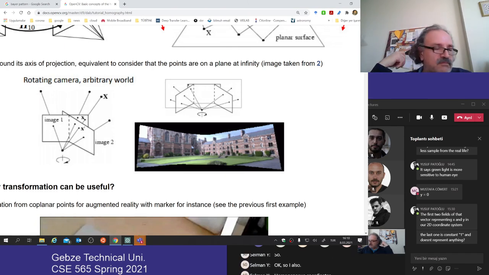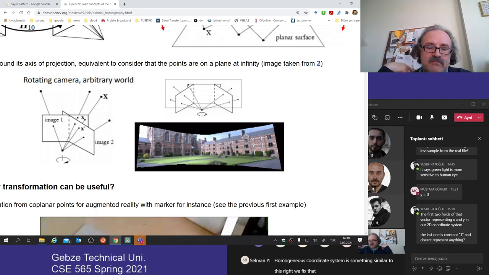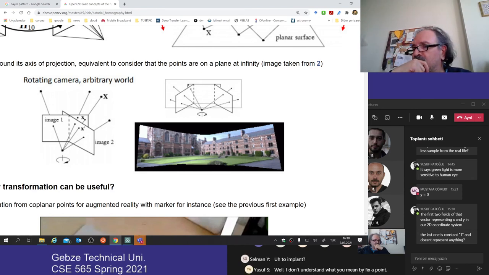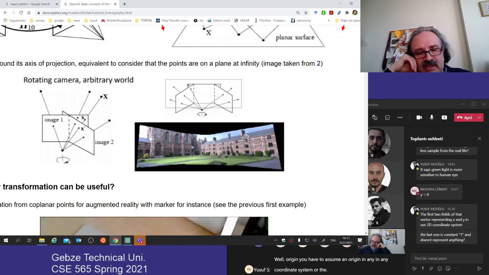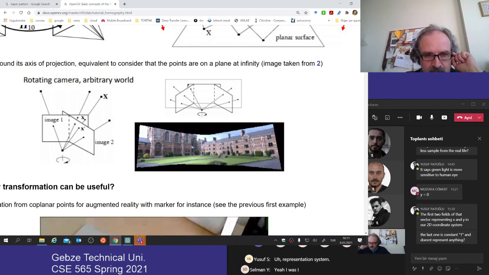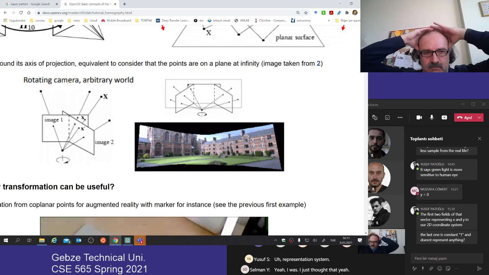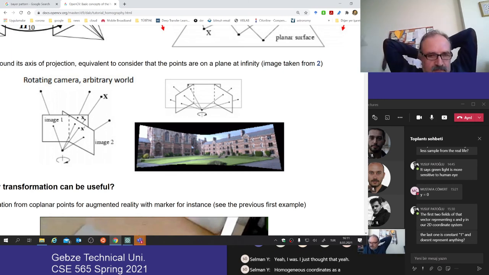Homogeneous coordinate system is something similar to this, right? We fix a point and it's like a projection of 3D. Well, I don't understand what you mean by fix a point. The origin, maybe. Well, you have to assume an origin in any coordinate system or representation system. I just thought of homogeneous coordinates as a projection of a 3D space.